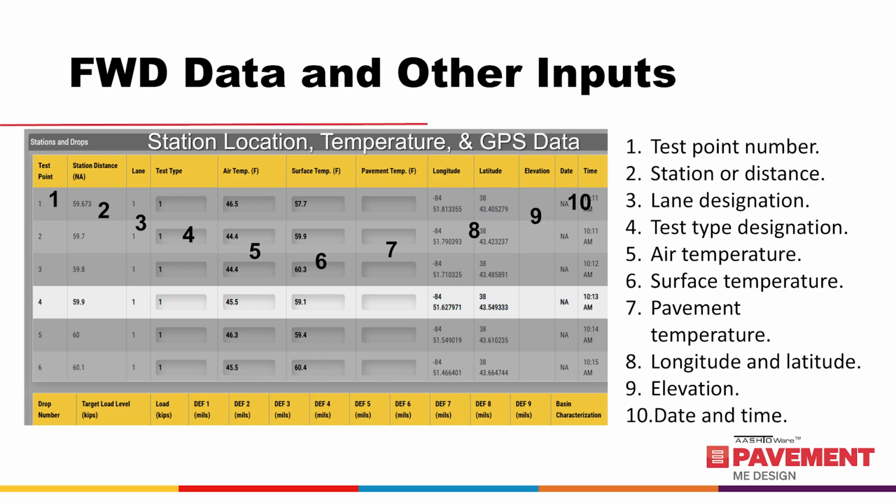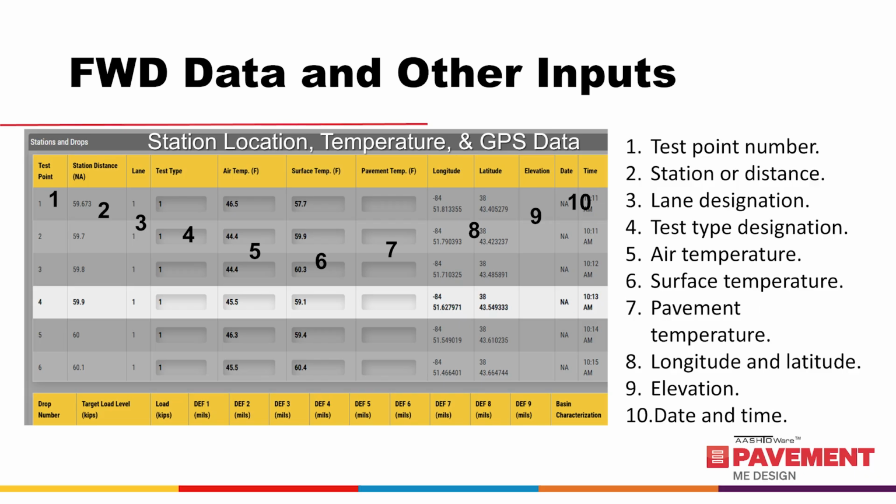Air temperature simply designates the air temperature recorded during FWD testing. Surface temperature designates the surface temperature of the pavement recorded during FWD testing. Pavement temperature records the temperature measured at the mid-depth of the asphalt or PCC layer.